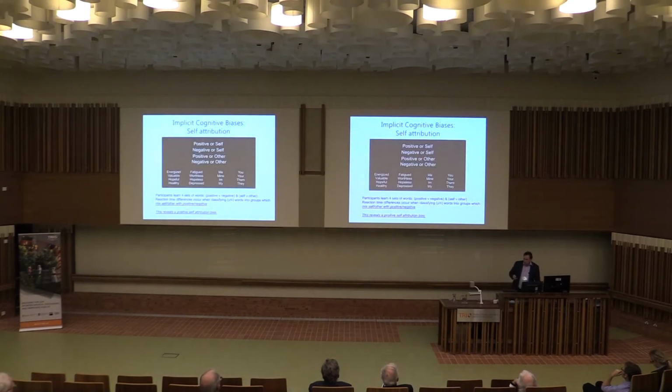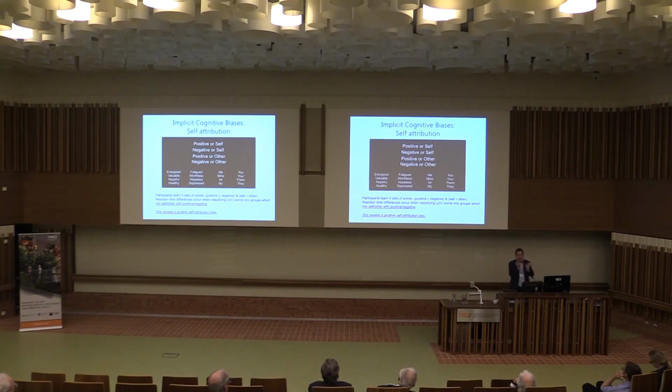Last of all, we looked at cognition, and in particular, implicit cognitive biases about the self. This is a task that I modified from an existing type of task. It's a behavioural task where you simply have to make rapid decisions to classify sets of words. And the words are positive or negative health words, and self or other associated.